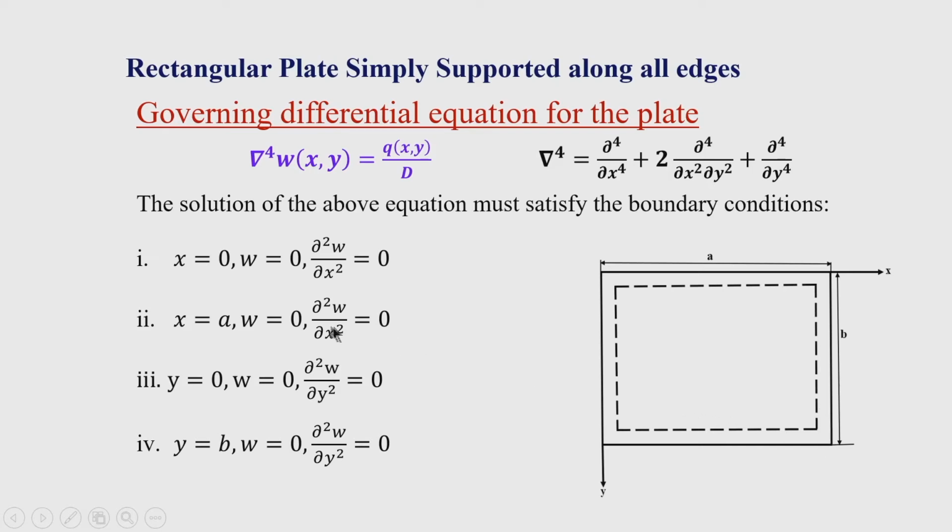Now, here you can see that the boundary conditions for simply supported are written here as equations 1, 2, 3, 4. So, let us see what their implications are. At x equal to 0, this edge, for the simply supported condition deflection is 0 and bending moment has to be 0. Now, the bending moment equation is given by minus D into (del square w by del x square plus mu into del square w by del y square).